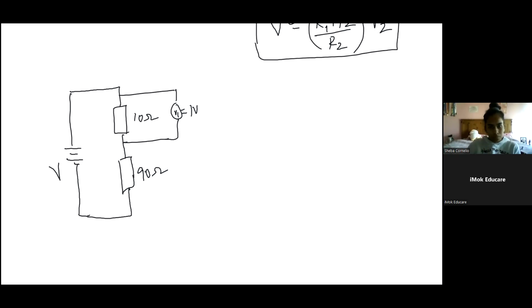You already know what is the voltage across this 10 ohm resistor. Can you not find out what is the current through it? V is equal to IR. Yes. I is equal to V by R. That's going to be 1 upon 10. So we know that 0.1 amperes current is running through the whole circuit.